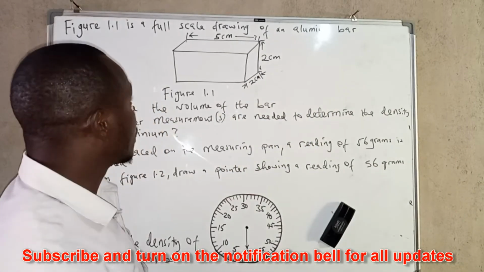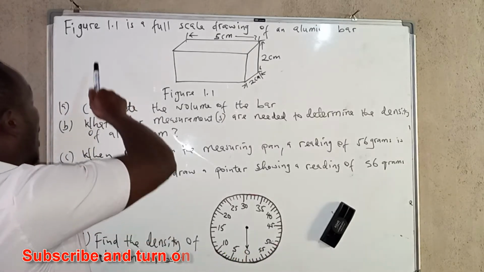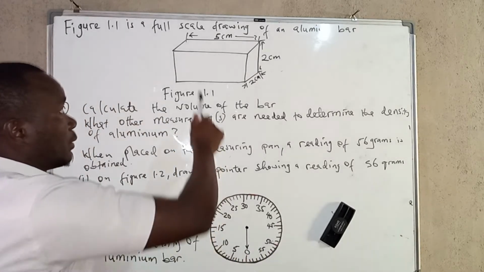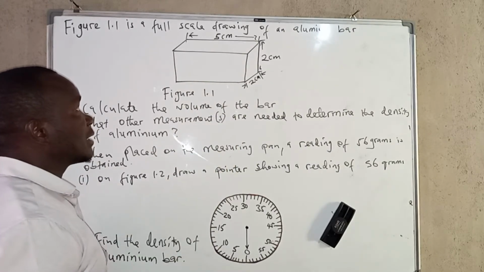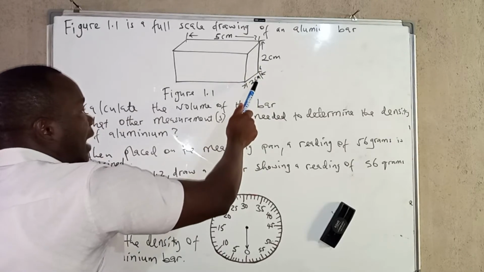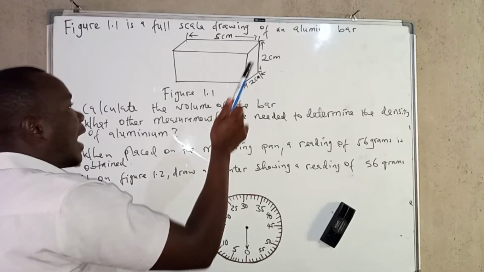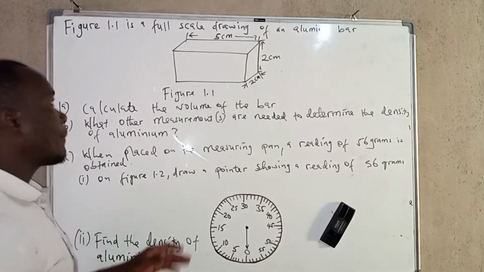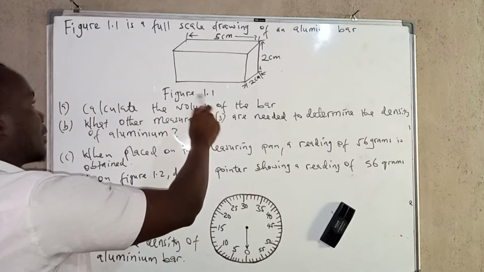So here we are going to do this question, which says figure 1.1 is a full-scale drawing of an aluminium bar. So we have this aluminium bar which has these dimensions: 5 centimeters, 2 centimeters, and 2 centimeters for length, height, and width, respectively. So this is figure 1.1.